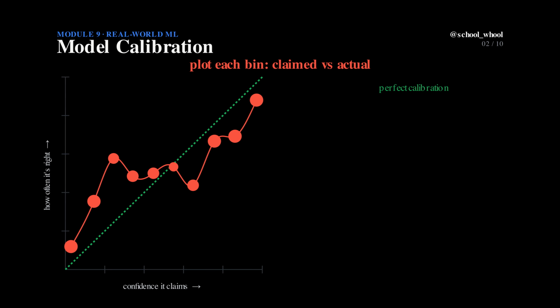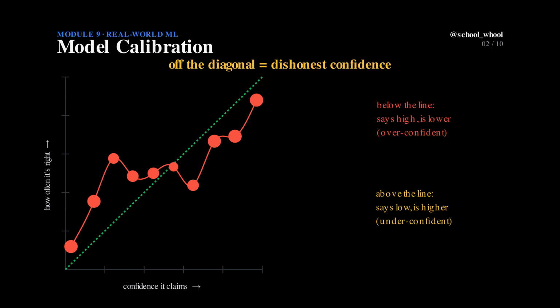Reading it is simple. A point below the line means the model said high but was right less often, overconfident. A point above means it said low but was right more often, underconfident. This model exaggerates at both ends.